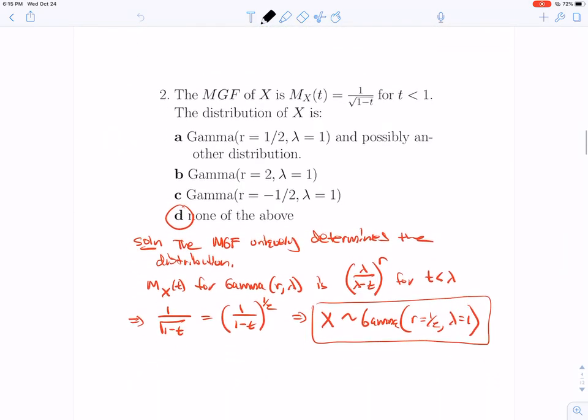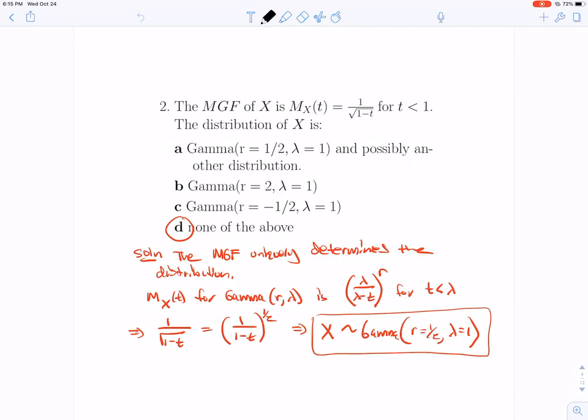The second MGF problem gave you the MGF and asked you to figure out what the distribution is. So remember that the MGF uniquely determines the distribution. So in this case, you recognize that r is 1/2 and lambda is 1. So this is a gamma.